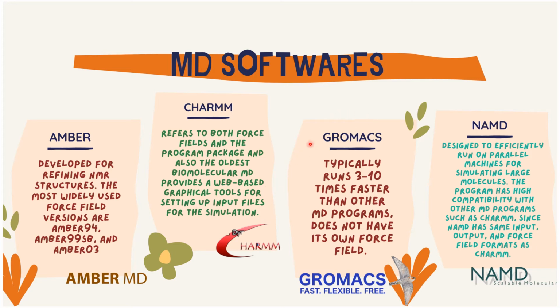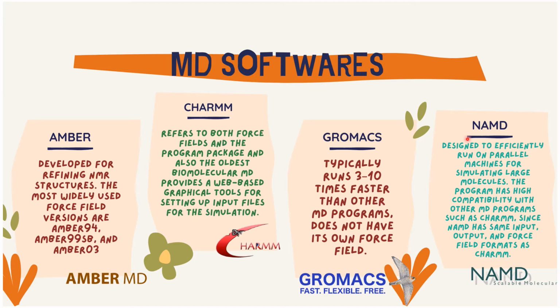Next, we have GROMACS, which stands for Groningen Machine for Chemical Simulations. It typically runs 3 to 10 times faster than other molecular dynamics programs. Unlike AMBER and CHARMM, GROMACS doesn't have its own force field. Instead, it can import AMBER, CHARMM, GROMOS, and the OPLS force field to run the MD simulation.